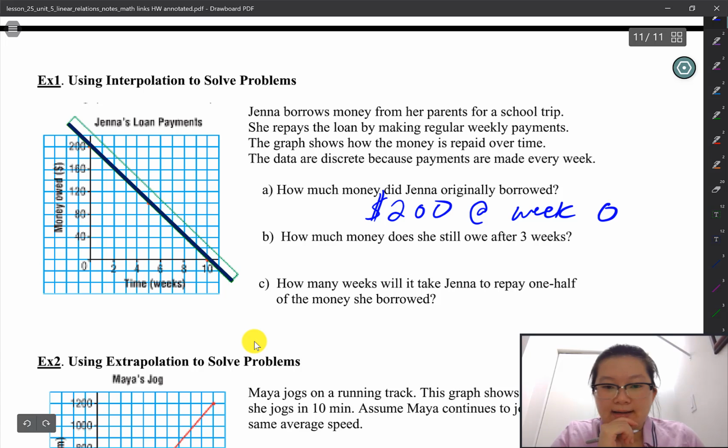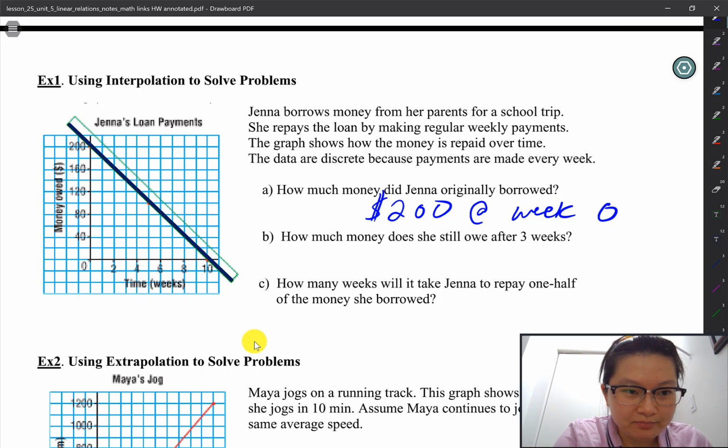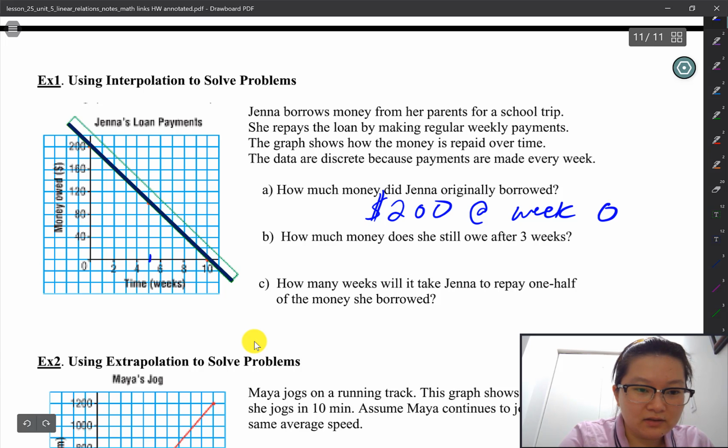Okay? All right, so that's it. No calculations involved. But just take notice of the dots. The red dots are probably the data points, the discrete values. B: How much money does she still owe after 3 weeks? So again, you just go to the graph and read it. At 3 weeks, it is right here. So that's, no, oh no, this is 3 weeks. Whoop. So at 3 weeks, we go up to the graph here.